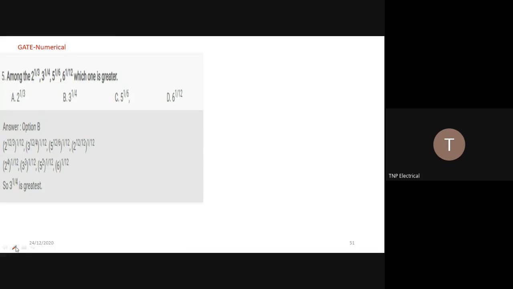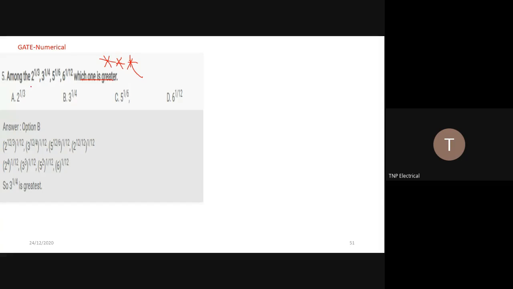Next, among these numbers, 2 to the power 1 by 3, 3 to the power 1 by 4, 5 to the power 1 by 6, which one is greater? If you need to find this out, and this type of question is asked many a times. So try to understand this thing. If that is the question, how can we solve it?